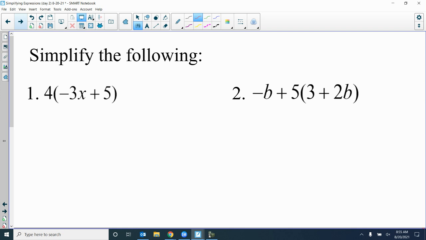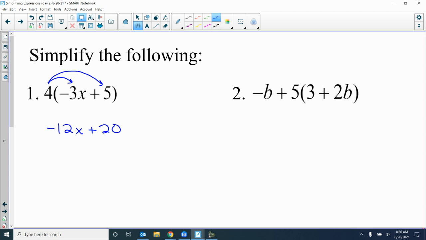If you've got a constant on the outside, it is going to distribute. That is the word we use, which means it multiplies by everything on the inside. So 4 times negative 3x. Treat that as a positive times a negative. That is always going to be negative. And then 4 times positive 5 is positive 20.